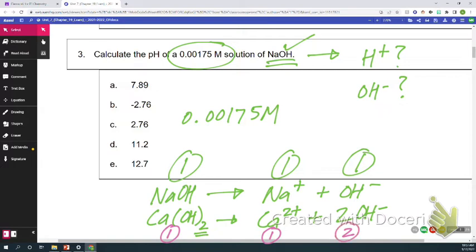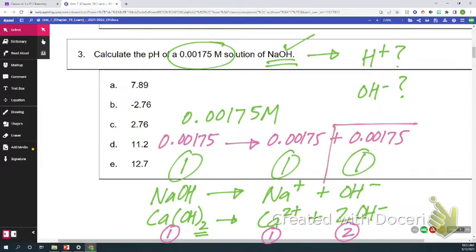So for this one, 0.00175, because it's just 1 to 1 to 1, it's no problem. It's going to make the same 0.00175 of this. This is therefore the OH minus.